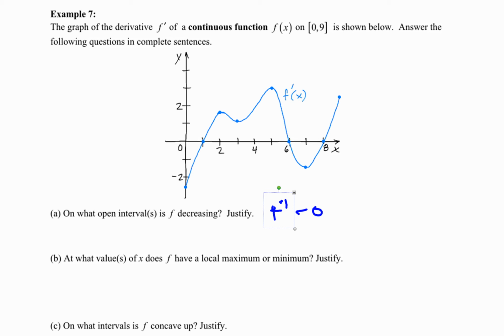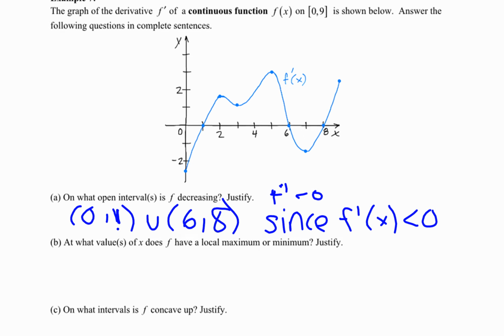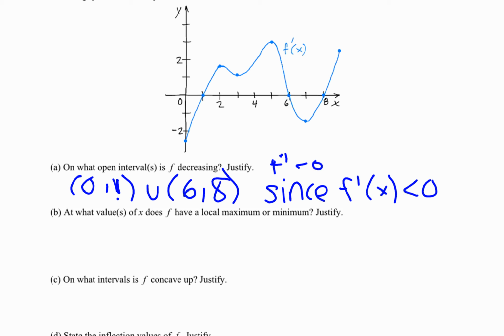So this is f prime, remember. From 0 to 1, f prime's negative, and then also from 6 to 8. And we're justifying since f prime of x is negative. At what values of x does f have a local max or min, and justify?